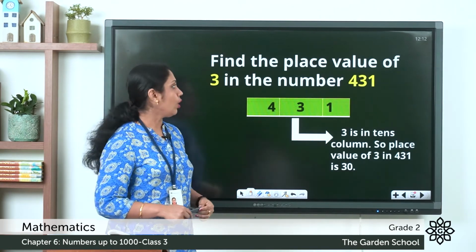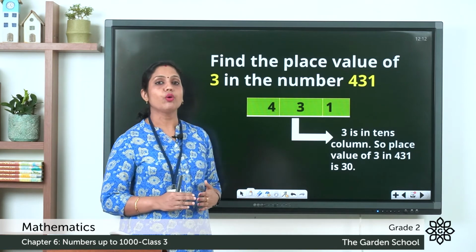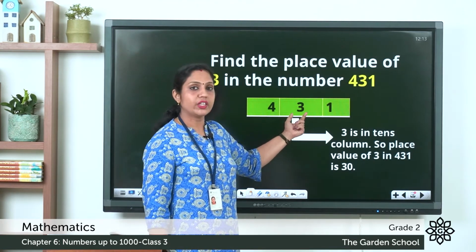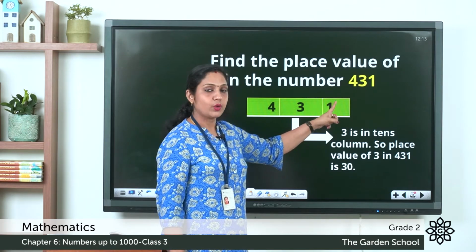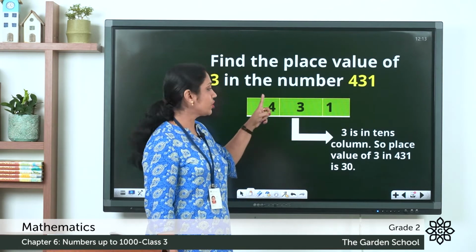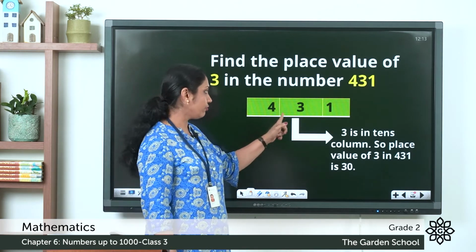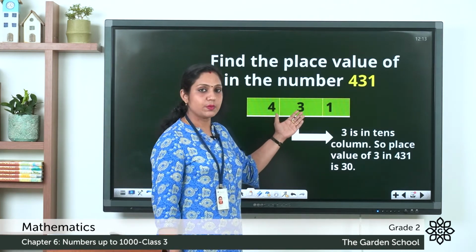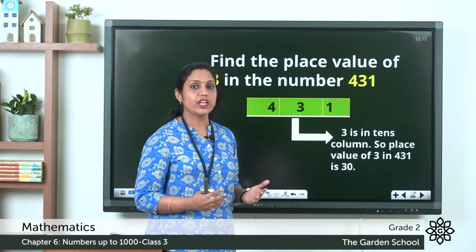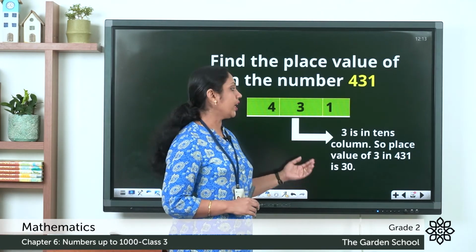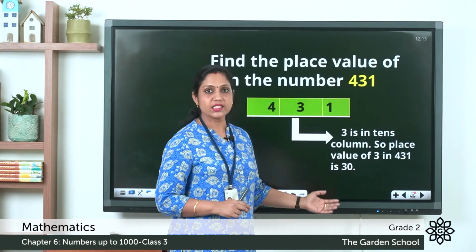Find the place value of 3 in the number 431. So we have to find the place value of 3. 1 comes in the ones position, 3 comes in the tens position, 4 comes in the hundreds position. We have to find out the place value of 3. So 3 is in the tens position. So we can say that 3 into 10 is equal to 30. So the place value of 3 in 431 is 30.